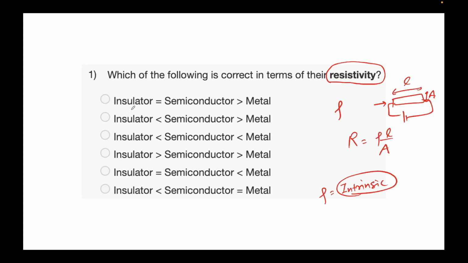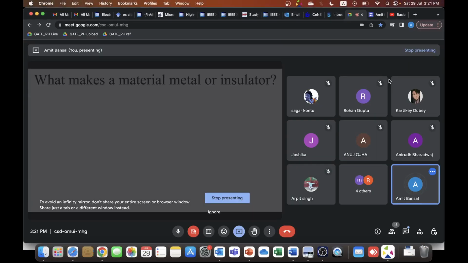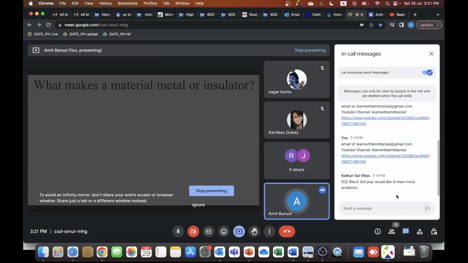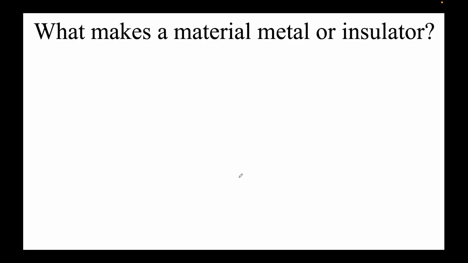Okay, so here we have given three classes of materials. One is insulator, second is semiconductor, third is metal, and we need to arrange them in the order of their resistivities. Okay, so let's do that. But first, let me ask you, what makes a material metal or insulator? So now you have to give me at least 3 points of each, and please answer me. What makes a material metal? Please respond. I'm waiting. You can write also if you don't feel comfortable. Anyone? What makes a material metal?